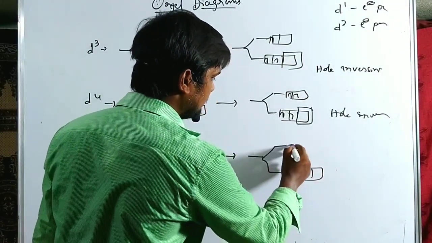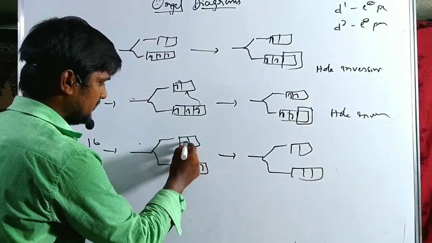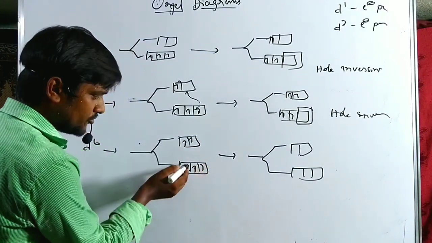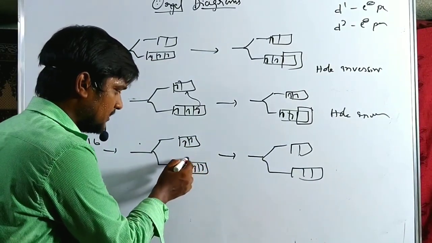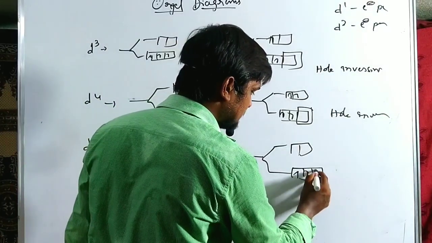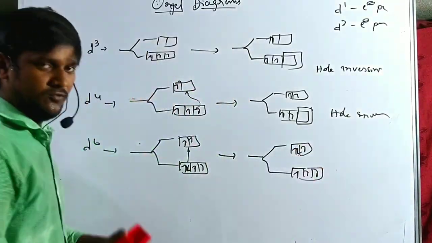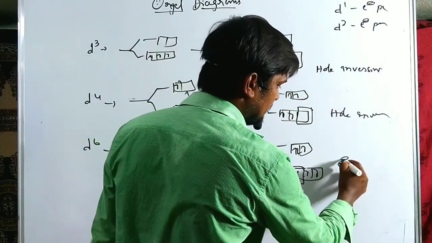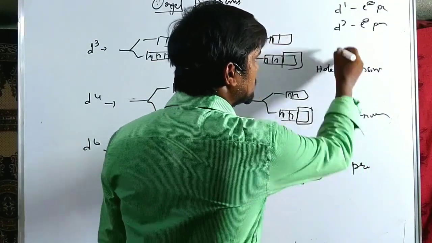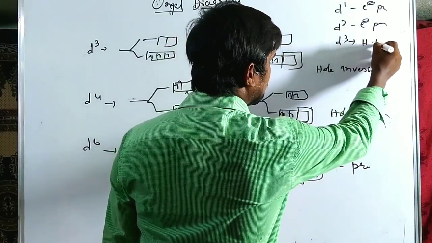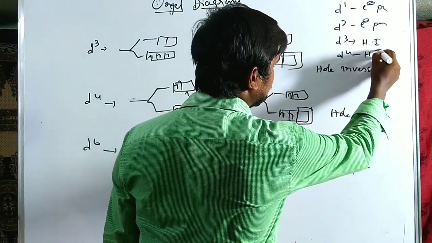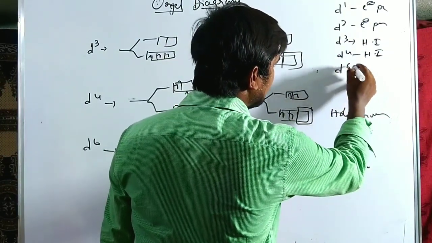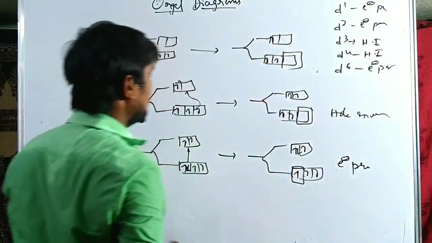Okay, now here D6. 1, 2, 3, 4, 5, 6. So this electron has the downward spin, that means minus half. Now here, this is the reference which is equal to another one, that's why it is electron promotion. D3 hole inversion, D4 hole inversion, D6 electron promotion.